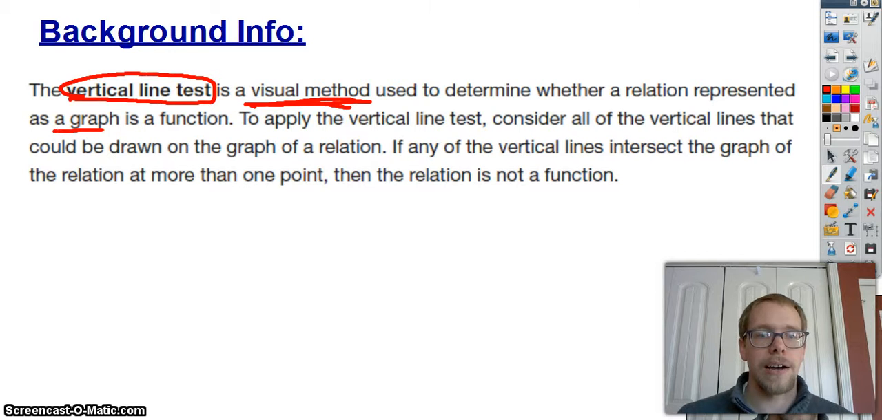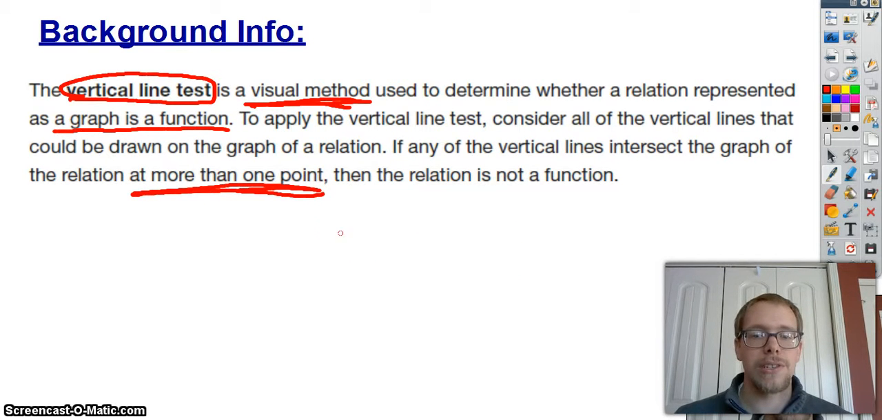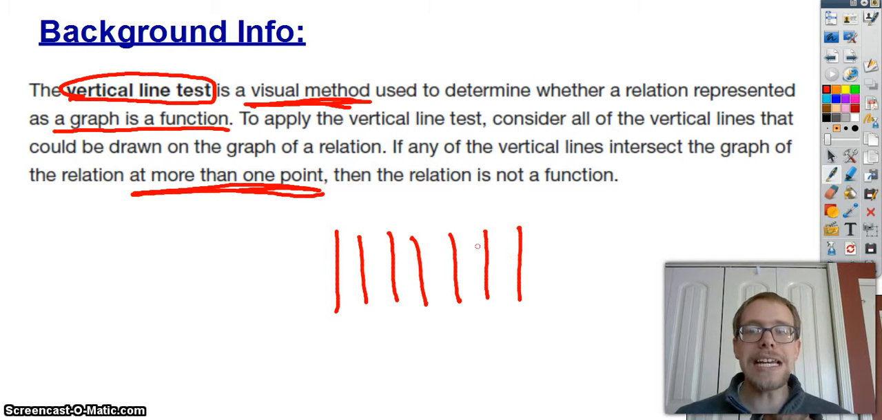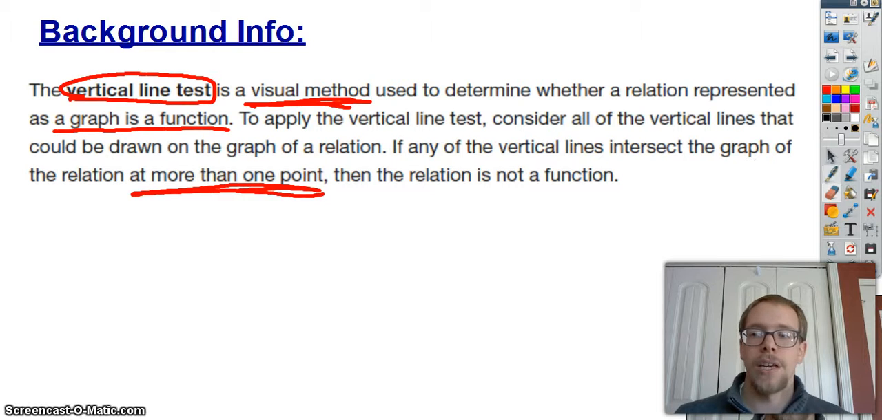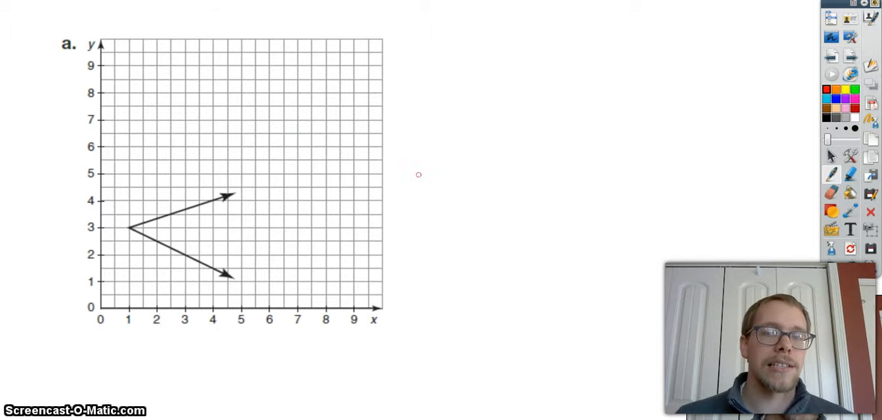So you're going to be looking at a graph and you want to know, is it a function? To apply this test, you consider all the vertical lines that could be drawn on the graph of the relation. If any vertical line intersects the graph at more than one point. Alright, so we have the graph of the relation. If at all the vertical lines that we draw, and we're going to draw a bunch of vertical lines, just kind of like I'm doing right now, if any of them cross more than once, we know that relation is not a function.